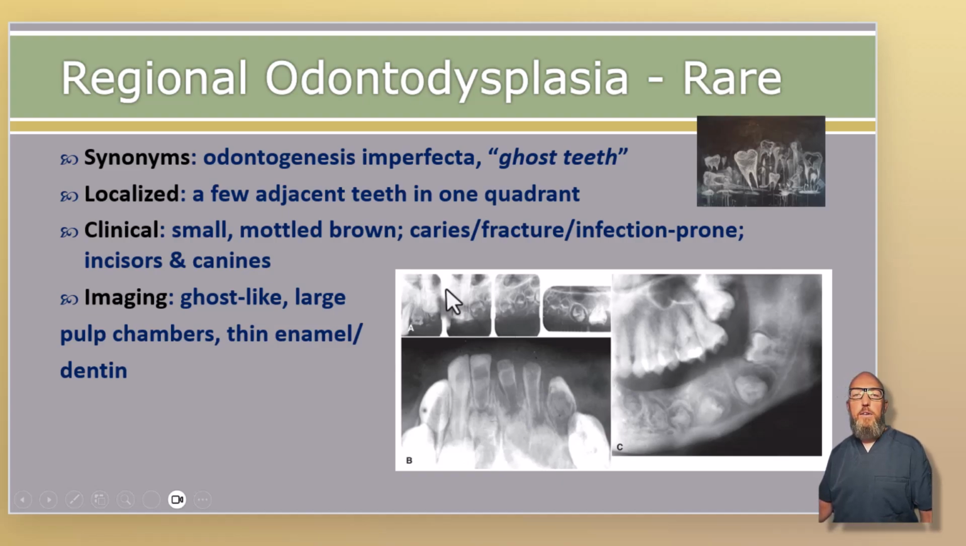I got some sound effects on the next slides, hopefully to help you remember these. This one is affectionately known as ghost teeth, regional odontodysplasia. It's somewhat rare. There's a synonym for it. This only affects a few adjacent teeth in a single quadrant. And it really does look like, and this is a painting where someone painted ghost teeth, that's really what it looks like. These teeth are just kind of a shell outline. So it could look like one of these other diseases we just talked about, but it only affects a small portion of teeth. Large pulp chambers, thin enamel, and thin dentin. So keep that in mind.